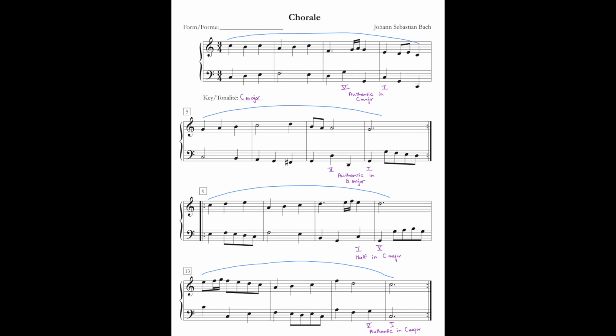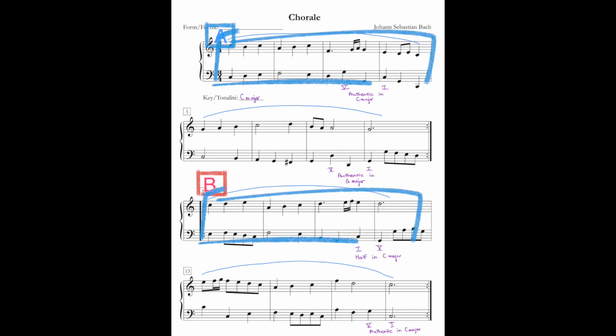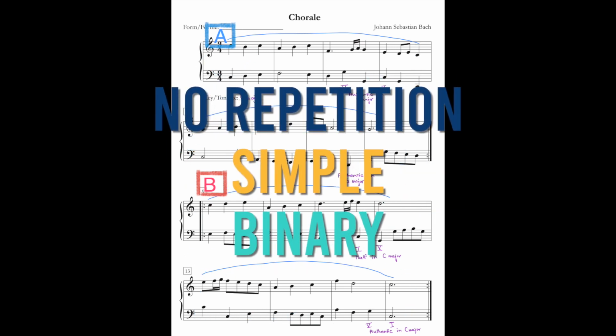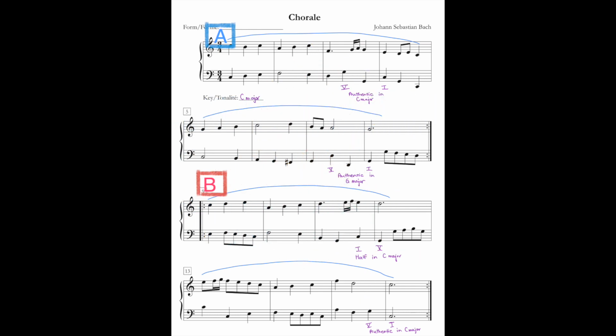The third and final thing I want you to do is start to label things. So let's start by labeling section A at the beginning because we know it occurs there. Now what I want you to do is compare section A with section B, and we're going to ask ourselves some questions as we go. So we're going to just take phrase by phrase with section A and section B and look for any repetition. If there's no repetition, you've got simple binary. Do you see a DC al fine, DC scherzo, or DC minuet? If so, we've got our ternary form.